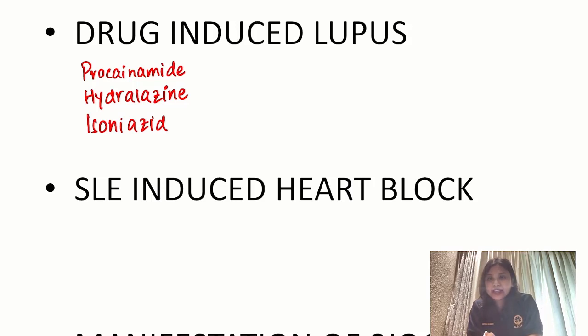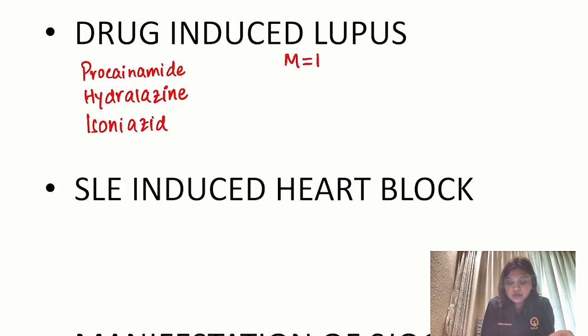Remember what happens in SLE. In some cases, we need to remember the epidemiology, that whether it is more common in males or more common in females. As you know, it is a rule that all autoimmune disorders or rheumatological disorders are more common in females. In SLE, the ratio of female is to male is 9:1. However, that means in females it is much common as compared to males. However, in drug-induced lupus, it is male equals to female.